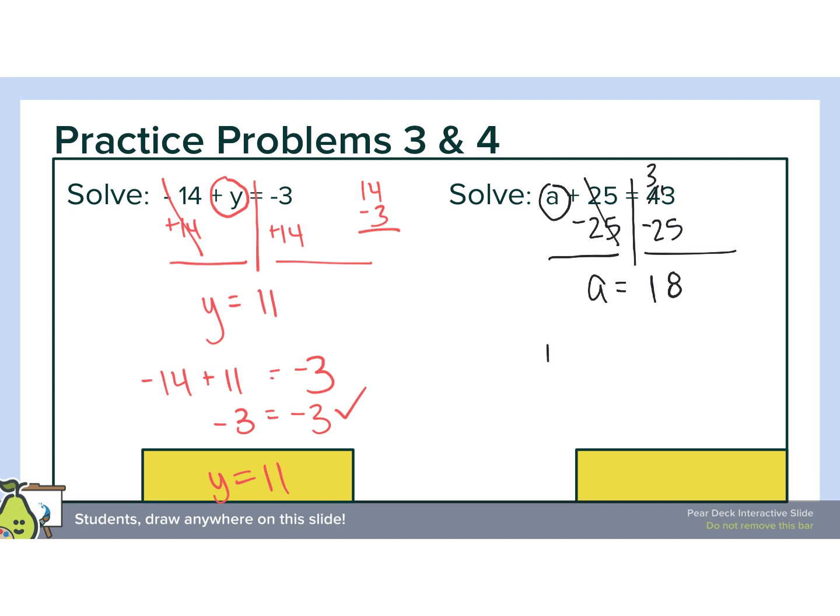To check it, I plug in the 18, and I need to add 25 to it. I don't like it looking like that, so I'm going to put the 25 down here. 8 and 5 is 13. 2, 3, 4. 43 equals 43. It checks out. Final answer, a equals 18.